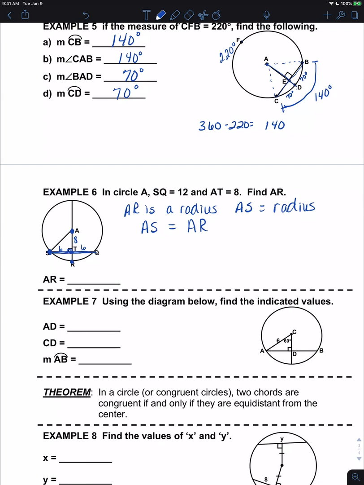Well, we can find A to S because we've created a right triangle and we've got two of the leg lengths. So we can say 8 squared plus 6 squared is equal to C squared, for A to S. So 8 squared plus 6 squared is 100, so C squared is equal to 100, so C is the square root of 100, which is 10. Well, if A to S is 10, then A to R is also 10.